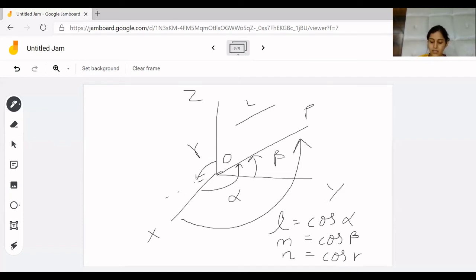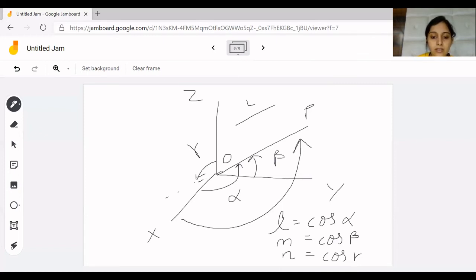Now the direction angles of the x-axis are 0 degrees, 90 degrees, and 90 degrees. Hence the direction cosines of the x-axis are... Now what does this mean, direction cosines of the x-axis? Since direction cosines are defined using the angle that the line makes with the positive direction of the axes, the x-axis makes an angle of 0 degrees with the x-axis, 90 degrees with the y-axis, and 90 degrees with the z-axis.